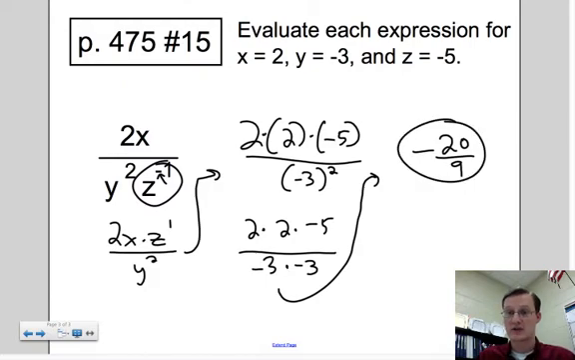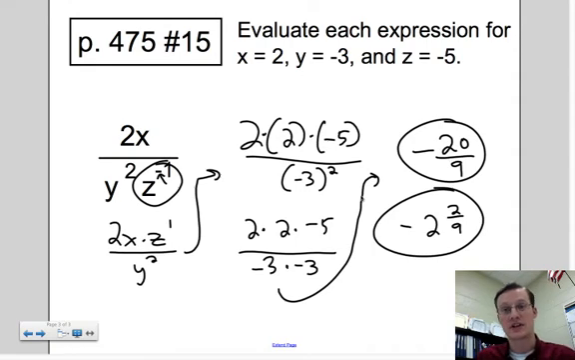So you have 2 choices. You could either leave it as -20/9ths, or you could go ahead, 9 goes into 20 twice with 2 remainder, and -2 and 2/9. Either of those would be acceptable.